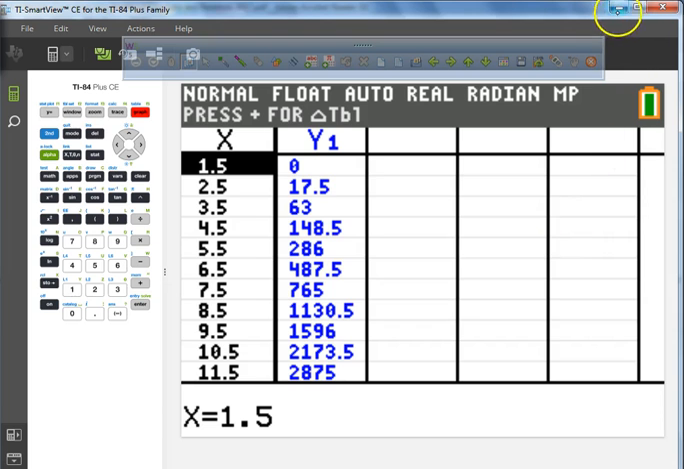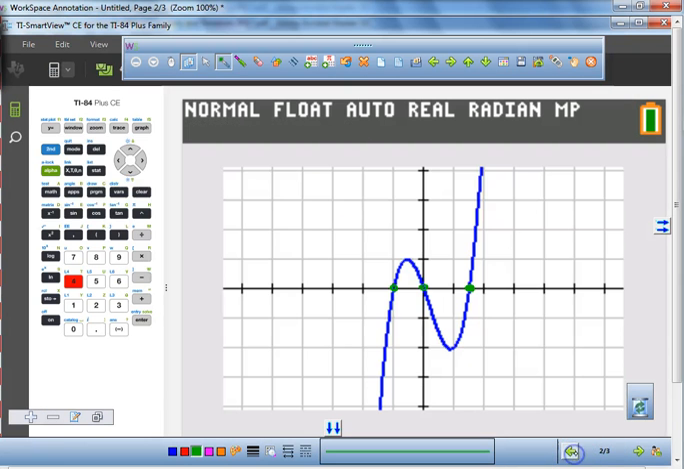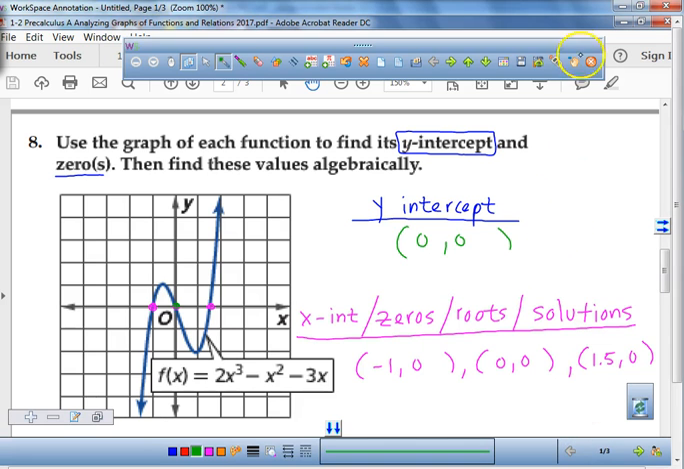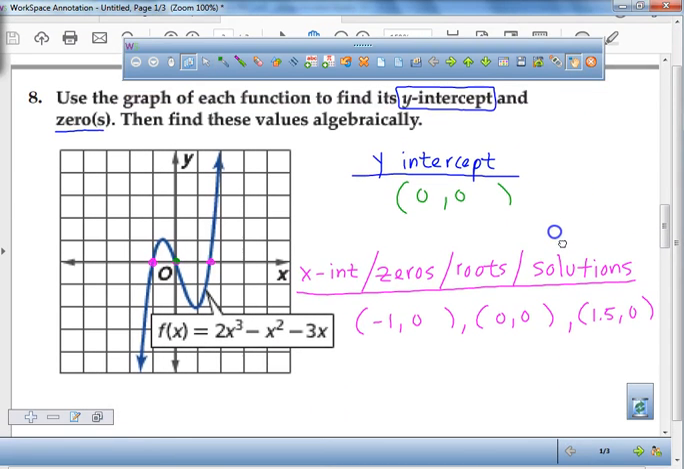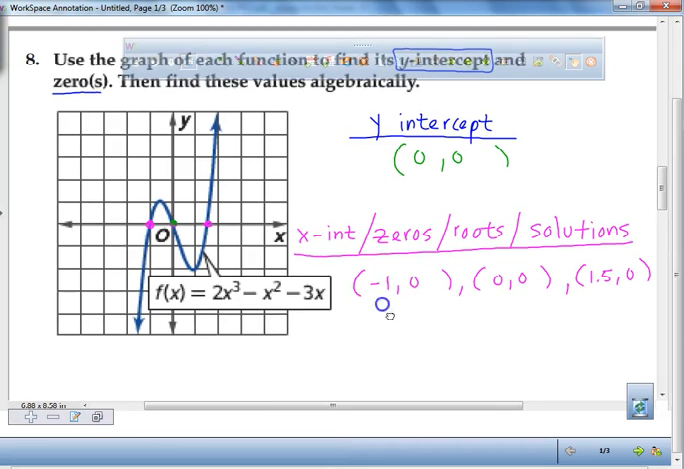Now, what we're going to do next, everybody, is what if we didn't have a graphing calculator, we didn't have a graph, and all they gave us was this, and you weren't allowed to use a calculator? Could we still find the zeros? So here's what I want you to do in your journal. We're going to find these values algebraically. I'm going to show you how to find this algebraically without the use of a graphing calculator.